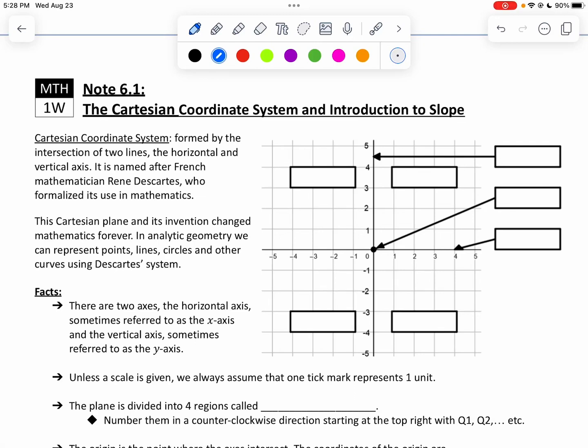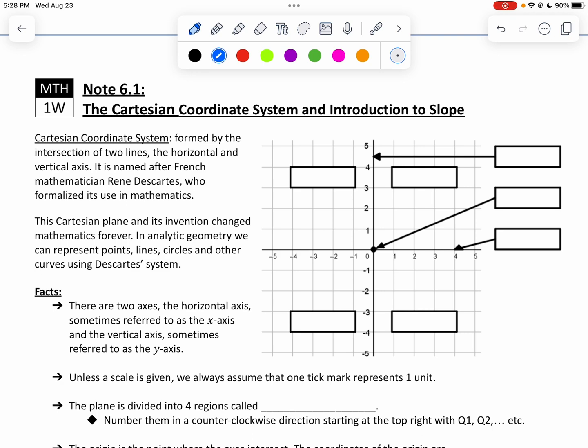Welcome to Note 6.1. Today we're going to talk about the Cartesian coordinate system and introduction to slope. Both of these are huge concepts for this unit, so really make sure you're grasping what the Cartesian coordinate system is and what the slope represents. So, what is a Cartesian coordinate system?